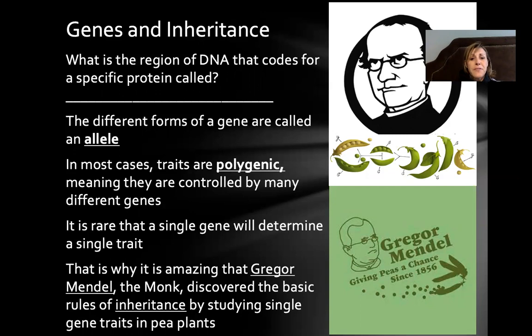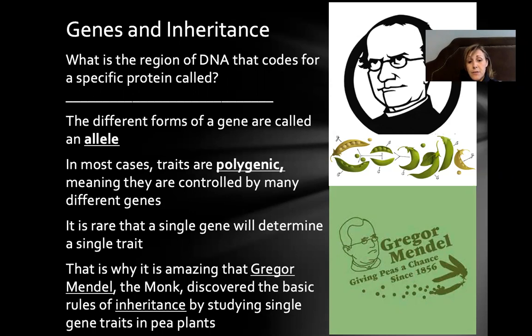The different forms of a gene are called an allele. So you can have an allele for brown eyes, an allele for blue eyes. If it's a plant, there's alleles for tallness, shortness, yellow, green, pea pods. So in most cases, traits are polygenic, which means they're controlled by many genes. It's rare that a single gene will determine a single trait.